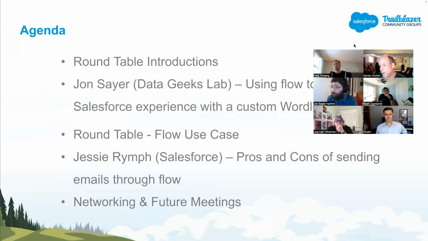And then something new after John finishes, depending on where our timeline sits, we're going to have a bit of a roundtable where we can bring up, let's say, a Flow use case and together try and say, why don't we try looking at that, or try and solution together. We won't spend too much time on that, because we want to make sure we have plenty of time for Jessie Rim, who's joining us. Jessie, I hope I pronounced that properly. She's giving me a nod. Okay, I'll agree with that. She's going to talk to us about the pros and cons of working with emails through Flow.